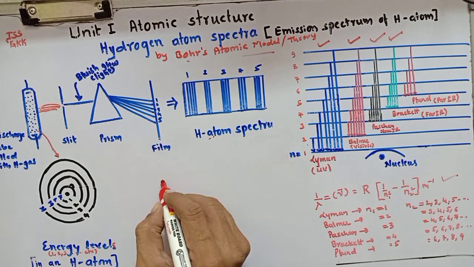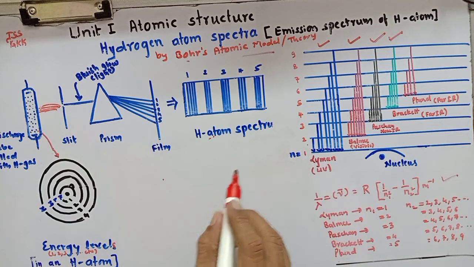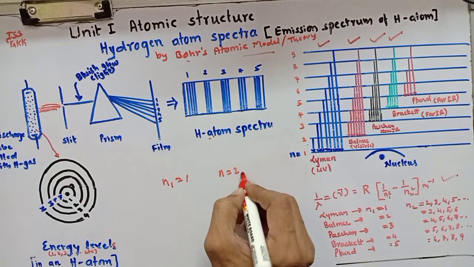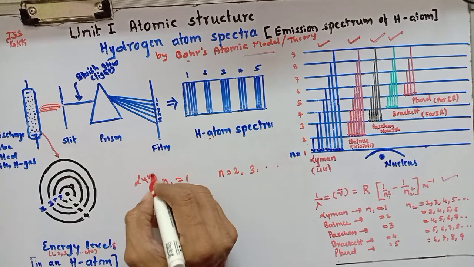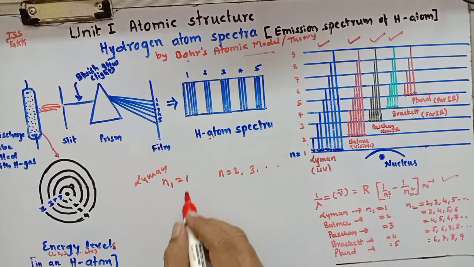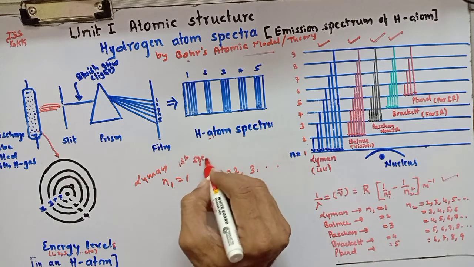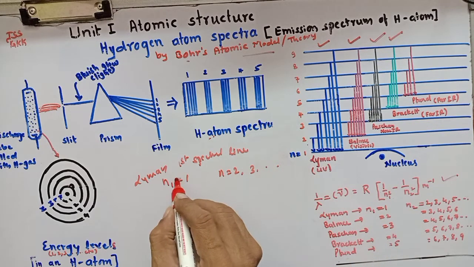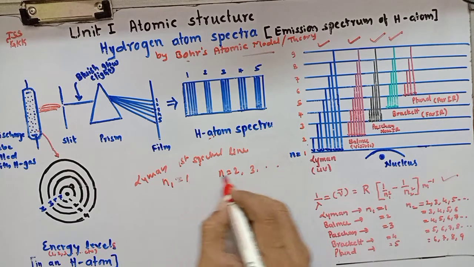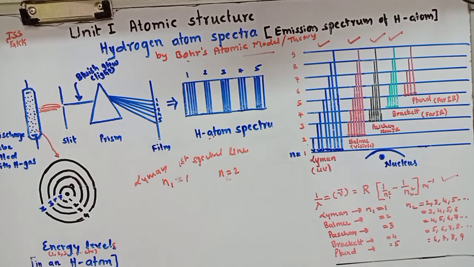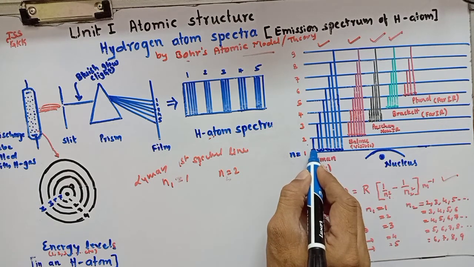In order to find the frequency of spectral lines in the Lyman series, we have to put n1 equal to 1 and n2 equal to 2, 3, 4 and so on. If you want to calculate the frequency of the first spectral line of the Lyman series, we have to put n1 equal to 1, the lowest energy level, and n2 equal to 2, the higher energy level. By substituting these values, one can easily get the frequency of each spectral line in each series.